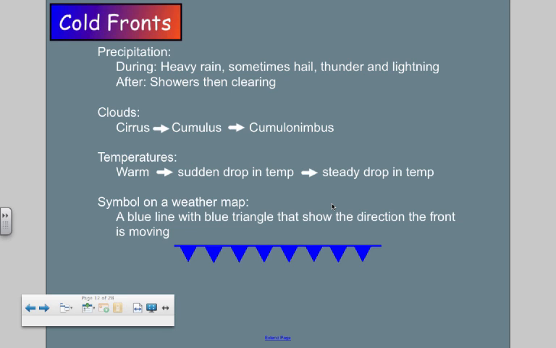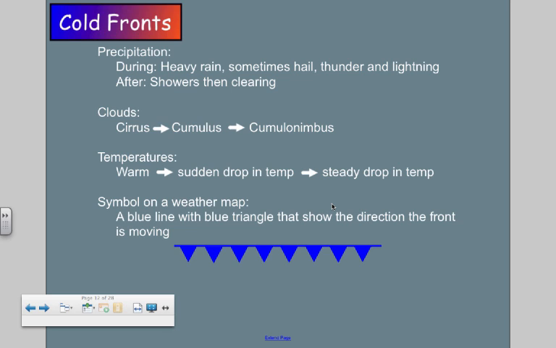Now precipitation, during the cold front, you would see heavy rain, sometimes hail, and actually sometimes some thunder and lightning from those cumulonimbus clouds. Now, after the cold front had moved through, you'd see some showers and then pretty much clearing and nice clear skies afterwards. Again, the clouds you'd see would be the cirrus, then the cumulus, and then maybe the cumulonimbus.